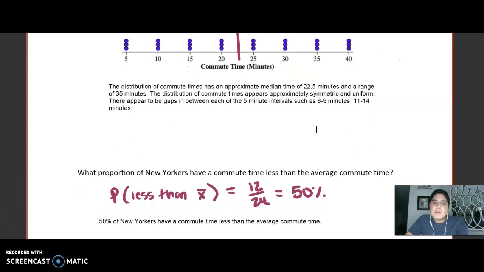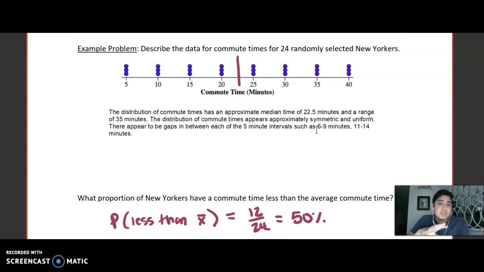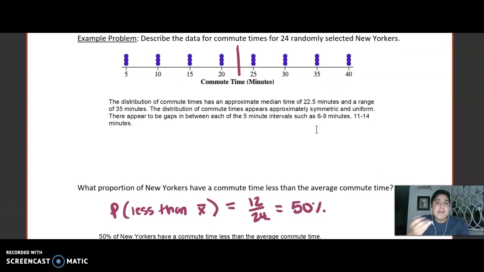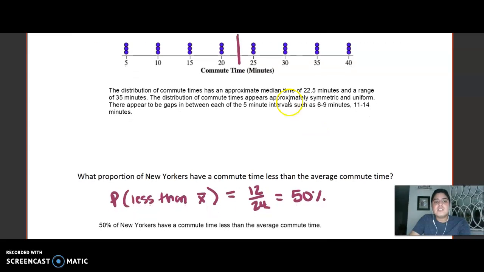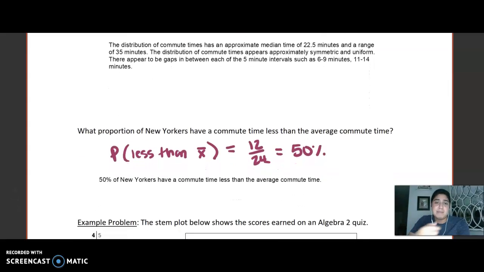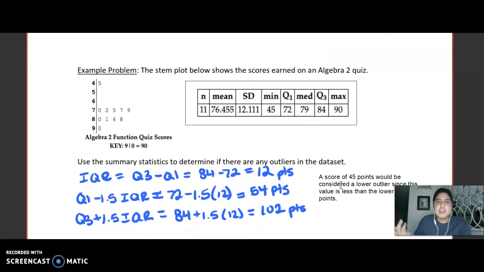And then here we're asked what proportion of New Yorkers have a commute time less than the average commute. Well, if I were to add all of these observations up and divide by 24, it turns out my average is also 22.5, which, think about it, makes sense since this distribution is approximately symmetric. The mean and the median should be relatively close. So the proportion of data less than the average, well, I count these 12 observations out of 24 observations. It's going to be 50%, right? That relative frequency we talked about way back in categorical data. So about 50% of New Yorkers have a commute time less than the average commute time. Cool beans, not too difficult.